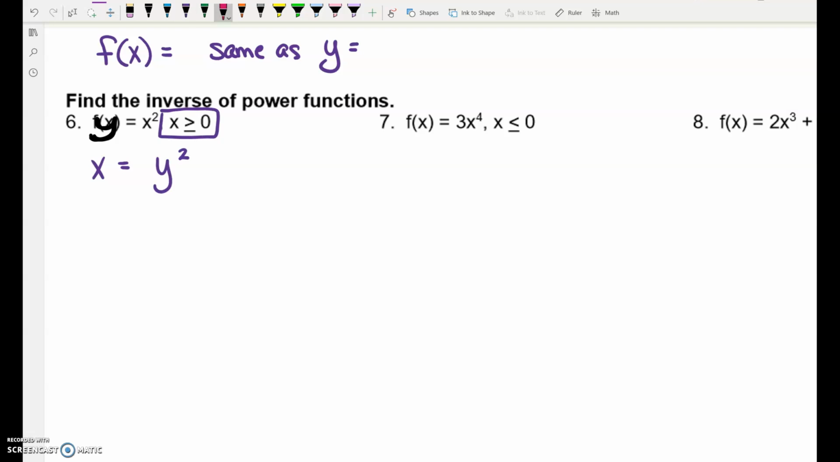Okay, we need to get y by itself. How do we undo a square? Square root. And when we put a square root in, we have to put a plus minus in front of it. So, on one side of the equation, the square root of y squared is simply y. The other side of the equation, we have plus minus the square root of x.